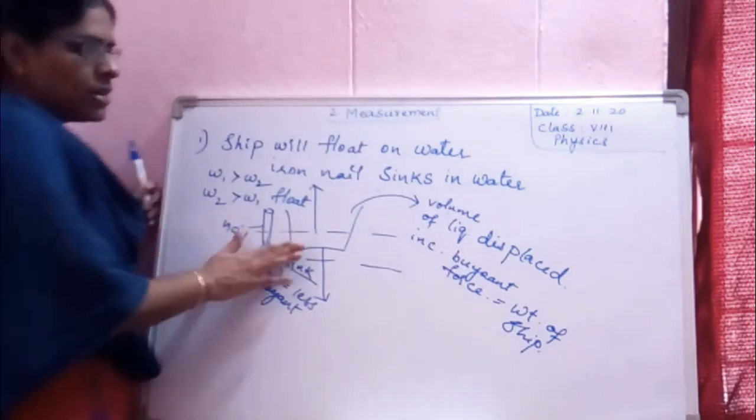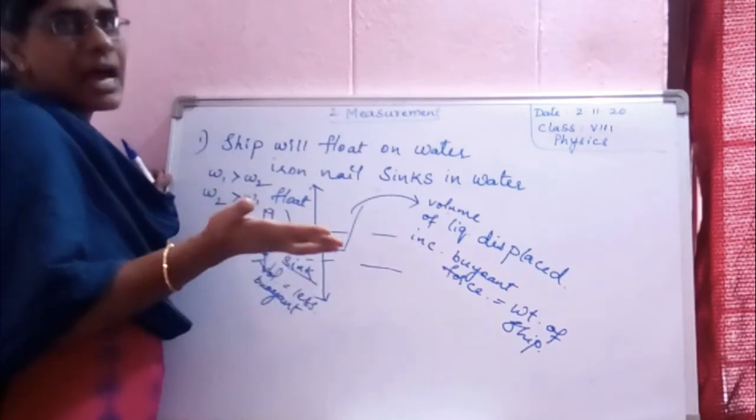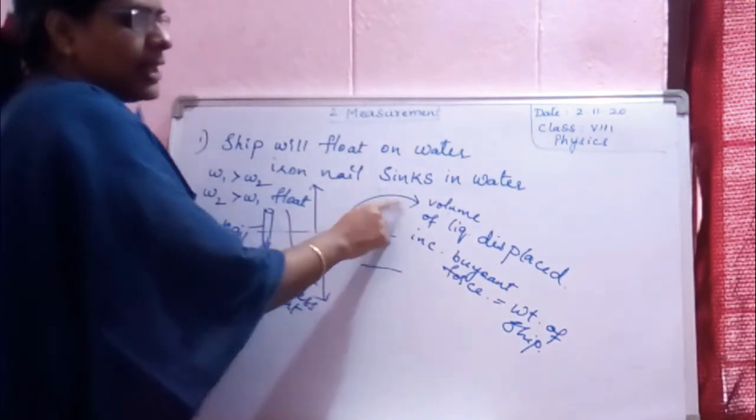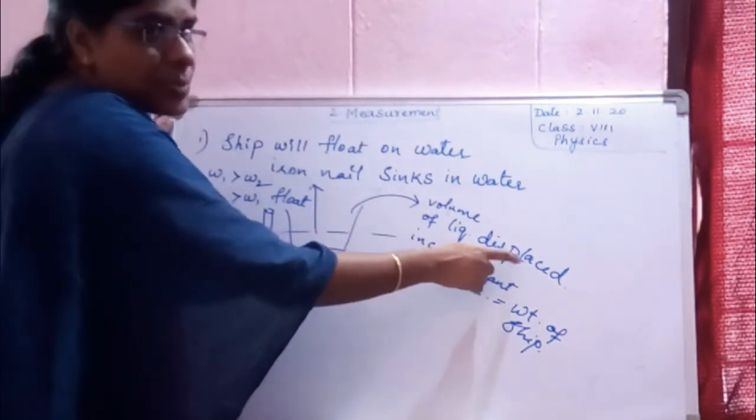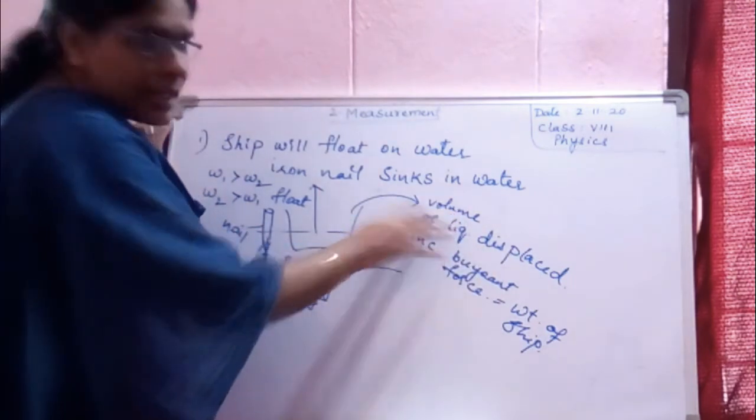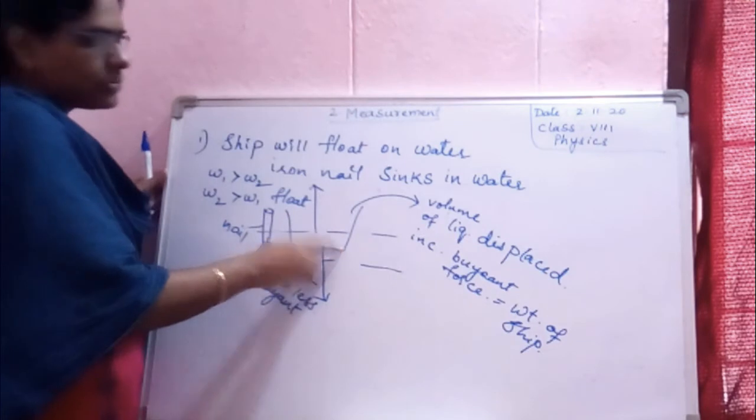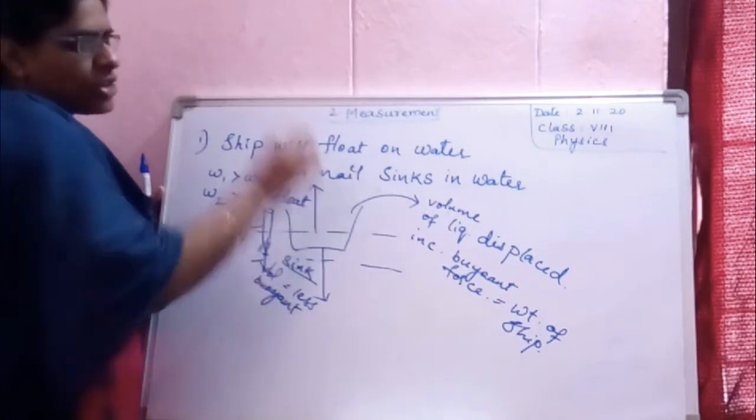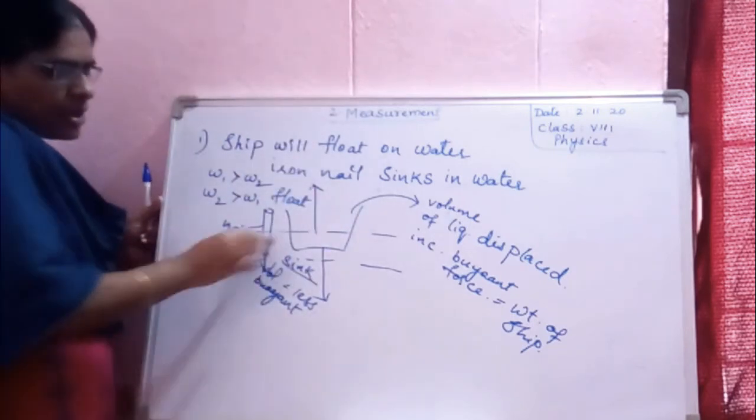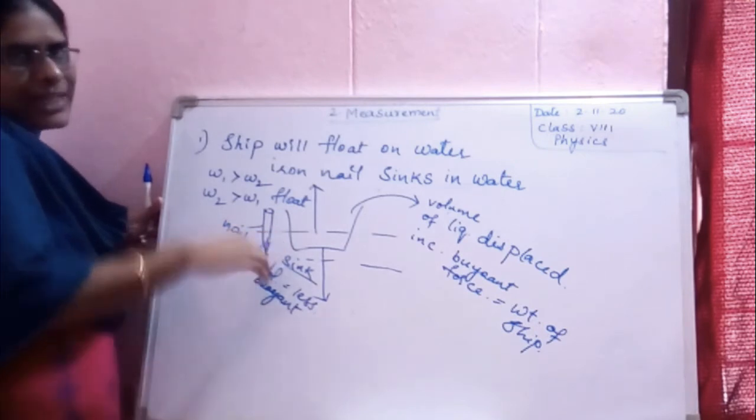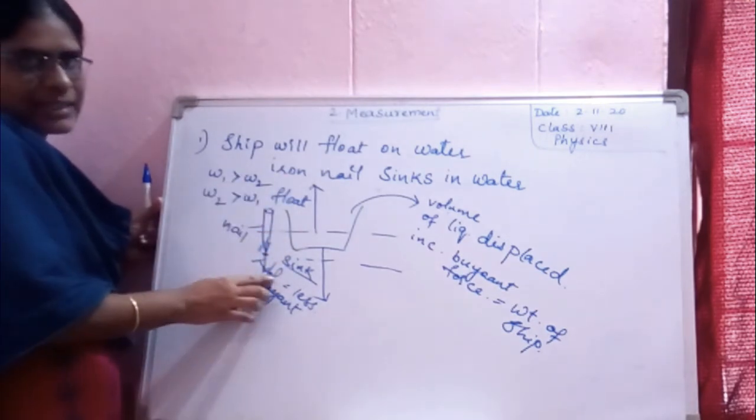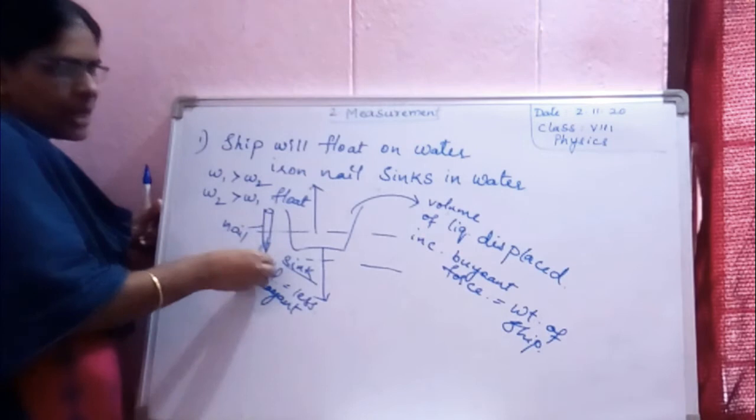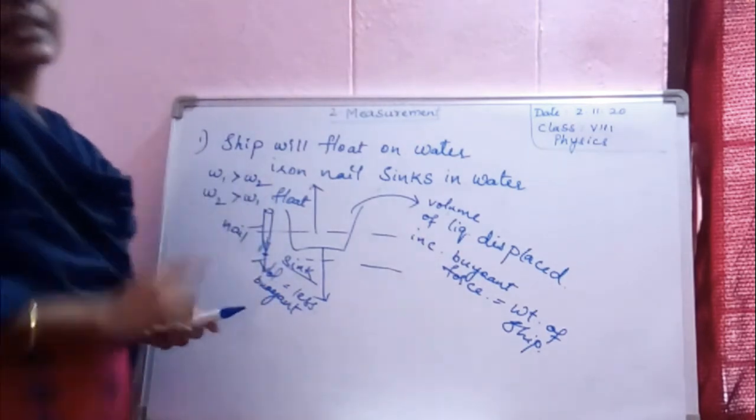Look here, children. The base of the ship is large when compared to the base of your nail. Hence, the volume of liquid displaced is more in the case of your ship. Hence, what happens? The upward force increases. Hence, your ship will float. Whereas, the volume of liquid displaced is less, what happens? Your buoyant force decreases. What happens to your iron nail? It will sink in water.